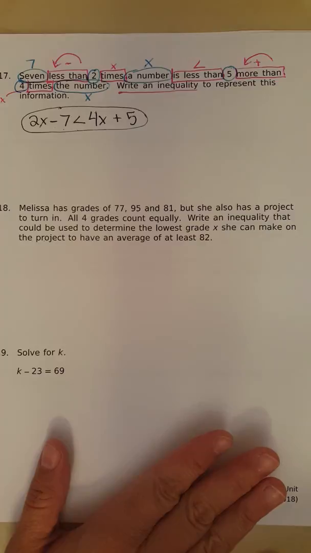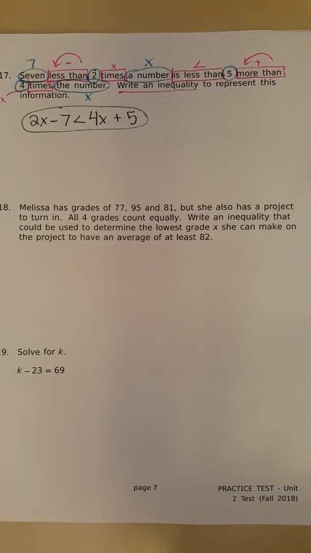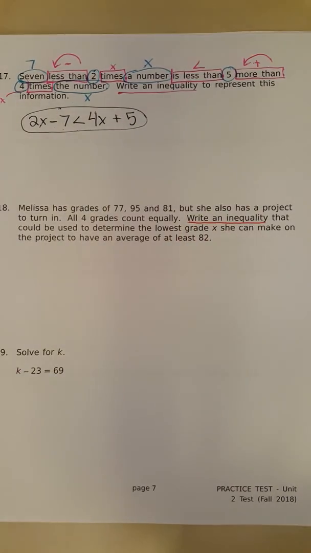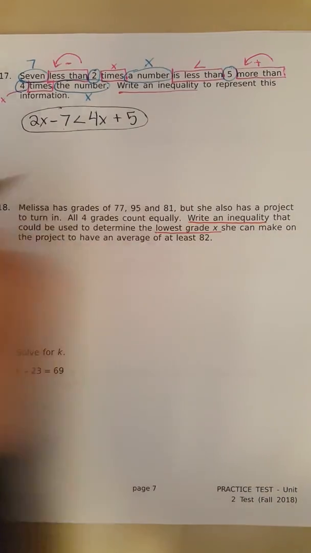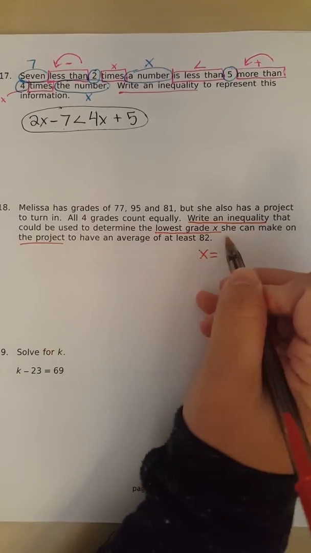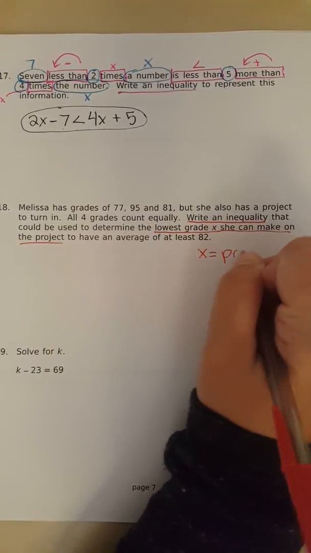All right, number 18. Melissa has grades of 77, 95, and 81, but she also has a project to turn in. All 4 grades count equally. Write an inequality that could be used to determine the lowest grade x she can make on the project to have an average of at least 82. Okay, now if we notice, our problem just says, again, write an inequality. We're not having to solve. And it also tells us the lowest grade is X. So X is her project grade.